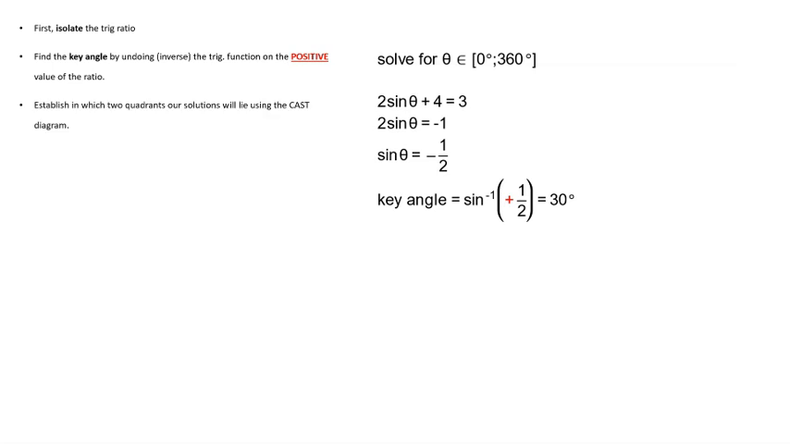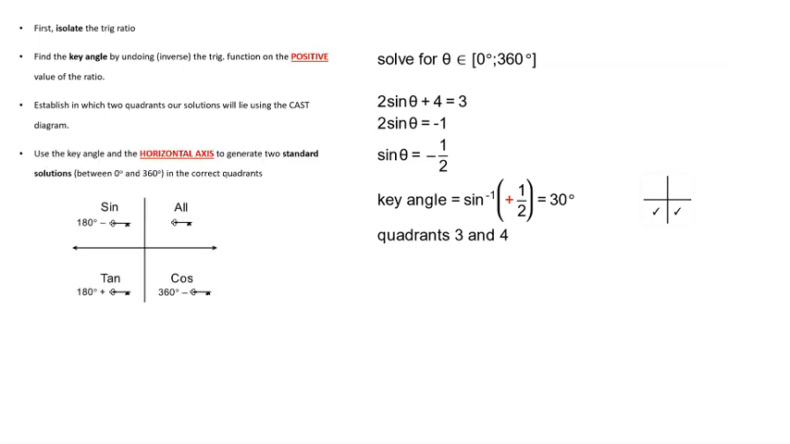The next thing we do is we establish in which two quadrants our solutions will lie using the CAST diagram. We want sine to be negative, and that happens in quadrants 3 and 4. Next up, we use our key angle and the horizontal axis to generate two standard solutions in the correct quadrants. So we want to be in quadrant 3 and quadrant 4. So we take the horizontal axis 180 plus the key to get into quadrant 3, and the horizontal axis 360 minus the key to get into quadrant 4. So we get those two solutions. Those are what I like to call the standard solutions.